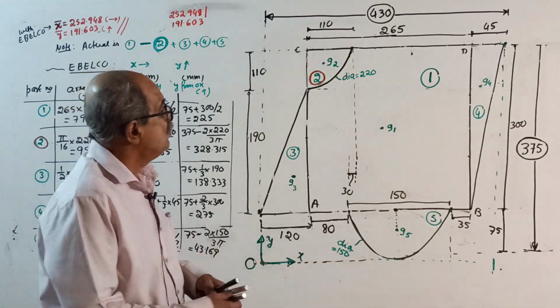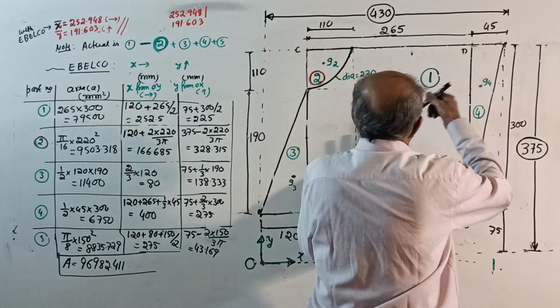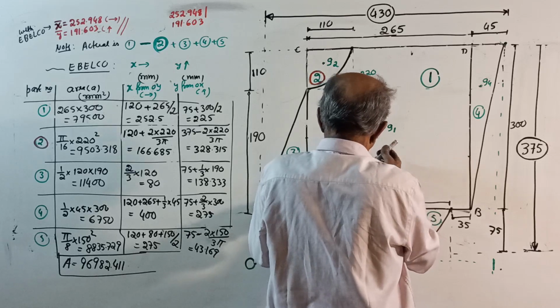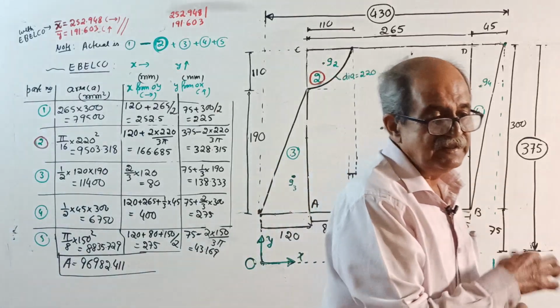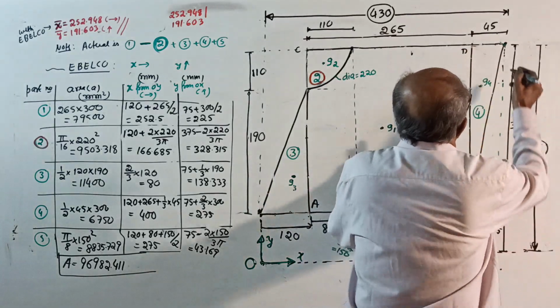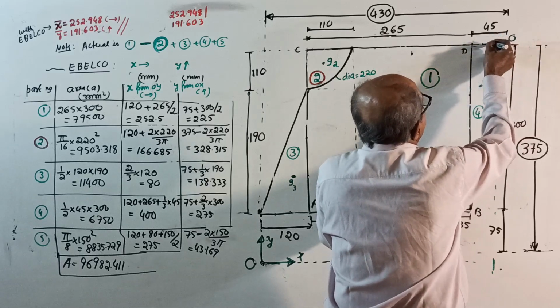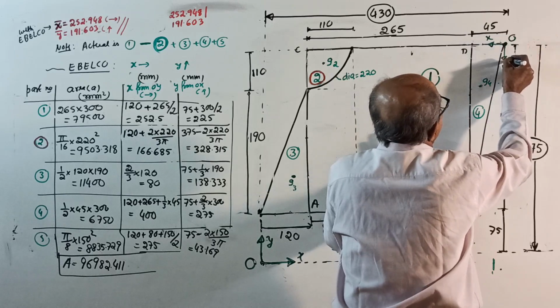I will take origin here. That is Aterco. I will take Aterco here. Oh, both are black color. Yes, both are black. I should bring the green color. See, I will take origin O here, and I will take X this way and Y this way.